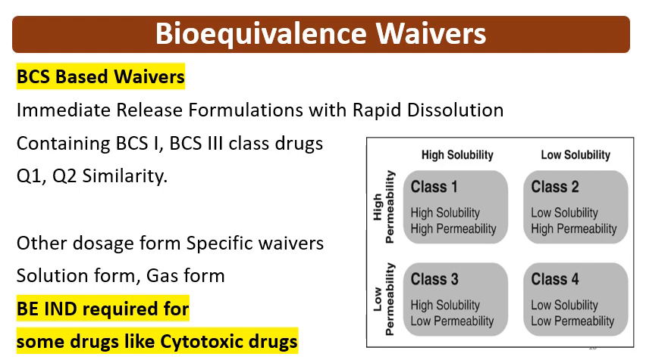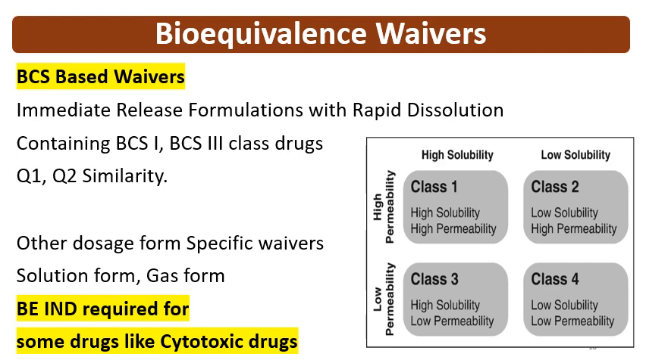Then other dose form specific biowaivers like solution form and gas form. If the formulation is available in solution form or gas form, at that time the BE study is not required to be performed. Many times nowadays Q1, Q2 and Q3 type of requirements are there. Q1 means qualitatively similar composition to the innovator, Q2 is quantitatively similar, and Q3 means the formulation design is similar, and the API used is also the same. So these are the composition similarity requirements.